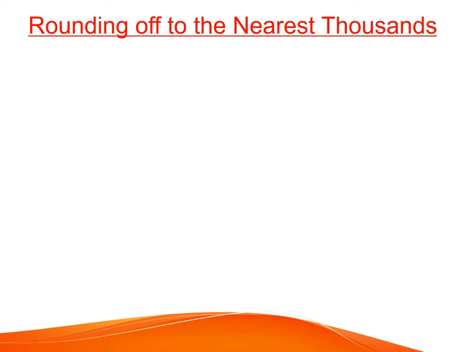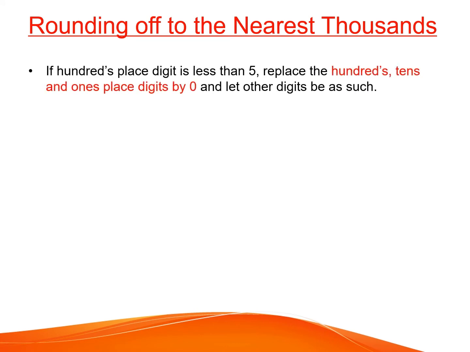As we have learnt in tens and hundreds, the same process is used to round off a number to the nearest thousands. To round off a number to the nearest thousands, we will check the hundreds place of the number. If that is less than 5, then you replace that by 0 and all the subsequent numbers, that is the tens and the ones digit, also by 0. Let the thousands digit remain as such.